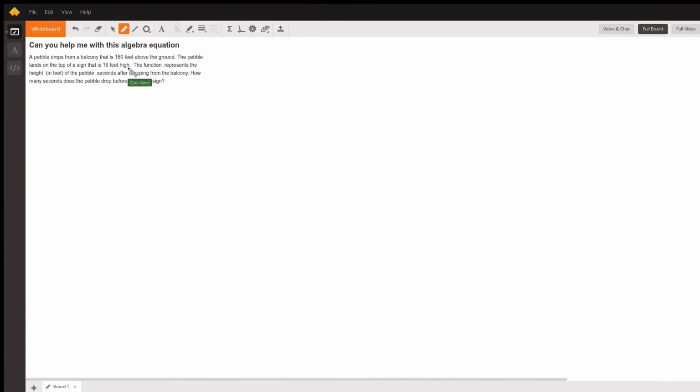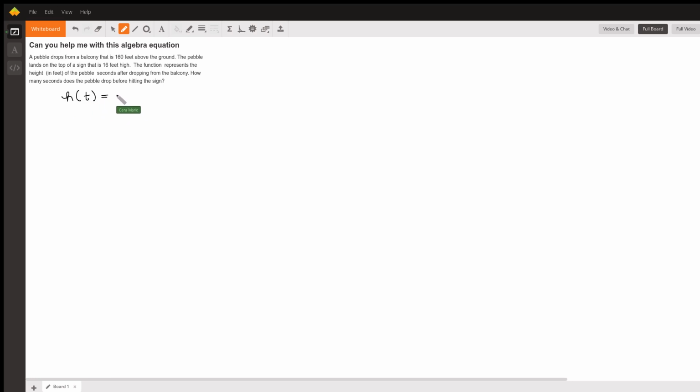Well, this question is really half a physics question and half an algebra question. What we have to do is come up with an equation that will relate the height of the pebble with the time. We need to know a little more information here, so I'm going to write a function: height as a function of time.